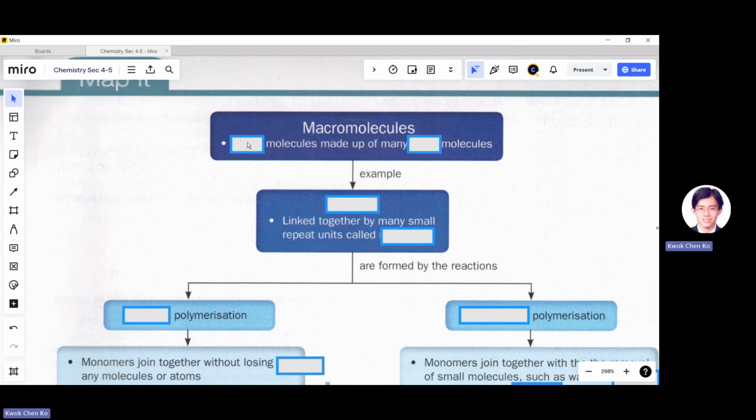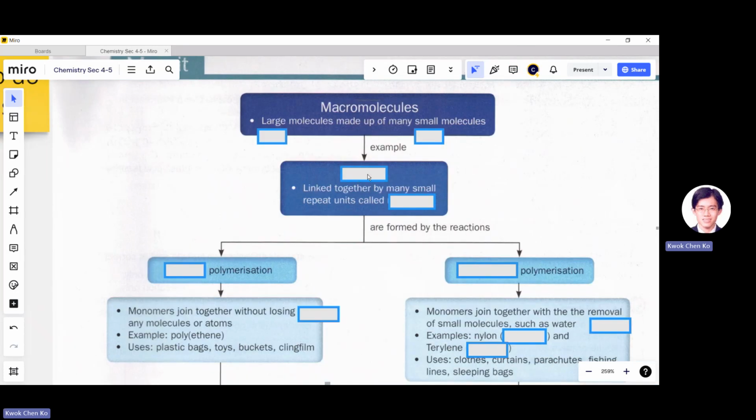What are macromolecules? Molecules made out of many what molecules? Big molecules made of many small molecules. Make sure you know this too. Macromolecules are large or big molecules made out of many small molecules. Zayden, do you have an answer for this one? Polymer. Okay, one type of macromolecule is polymers, linked together by many small repeating units called monomers.